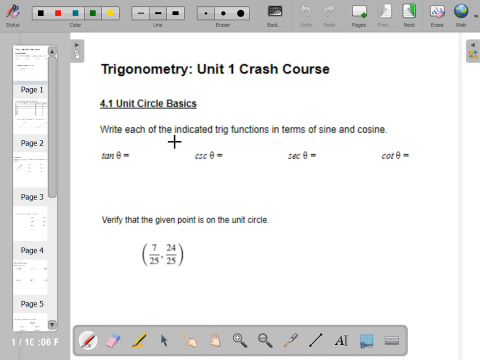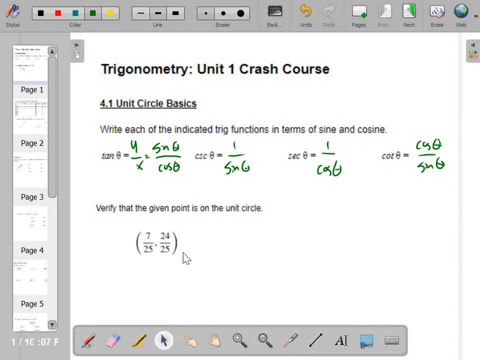Do you know what the trig functions are in terms of sine and cosine? Tangent, sometimes we'll write it as y over x, but if you'll remember on the unit circle, the y values are the sine. So this would be the sine of the angle over the cosine of the angle. Cosecant is the reciprocal of sine, so 1 over sine of theta. Secant is the reciprocal of cosine. And if you remember cotangent as the reciprocal of tangent, then that's cosine over sine. It's x over y. So that's just some basic, do you know the trig functions?